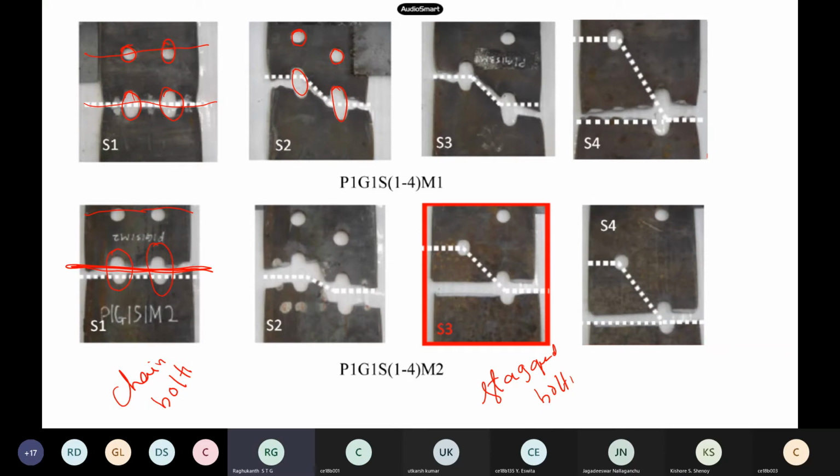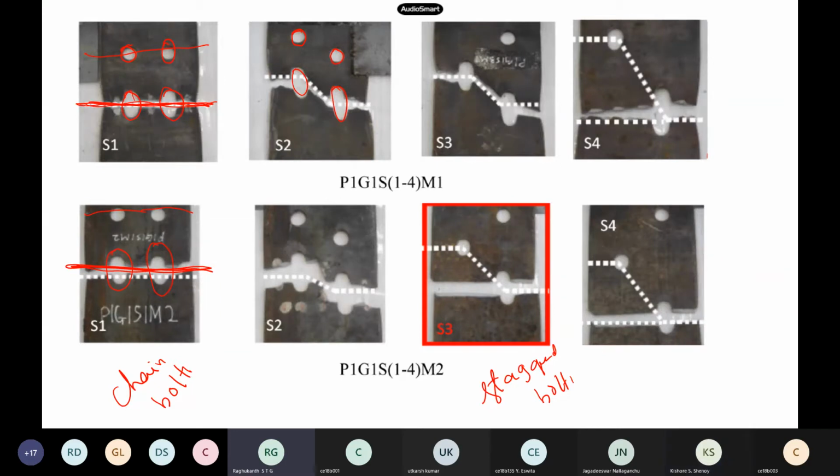See how the failure plane is looking, where the crack has come. Horizontal crack, or how is the crack looking? See how this plate has failed. Here it was a perfect horizontal, near the hole it has cracked. But here, in which direction is the crack?